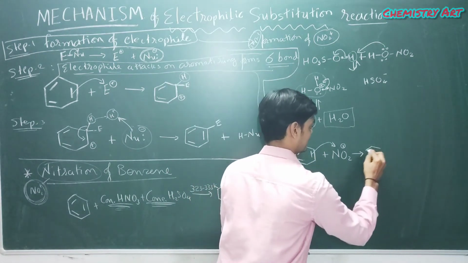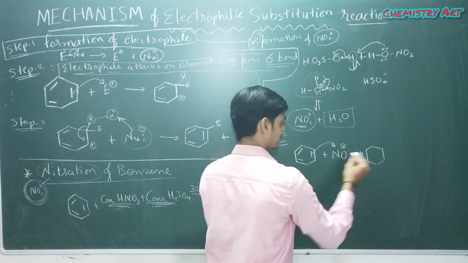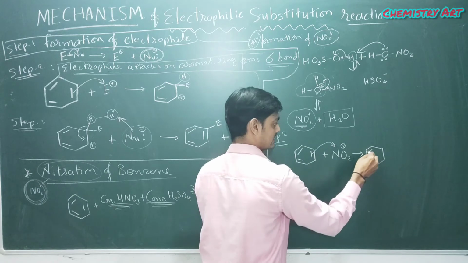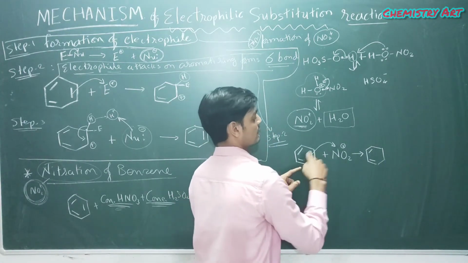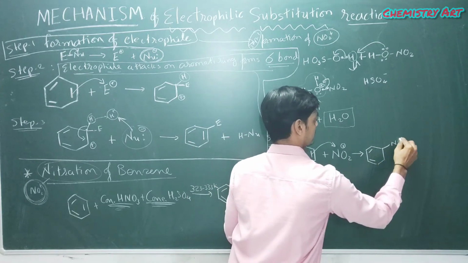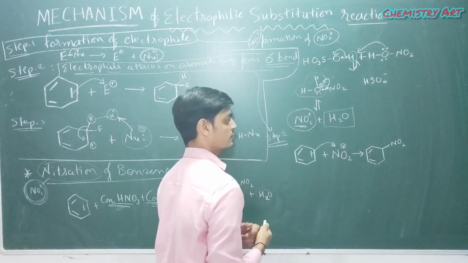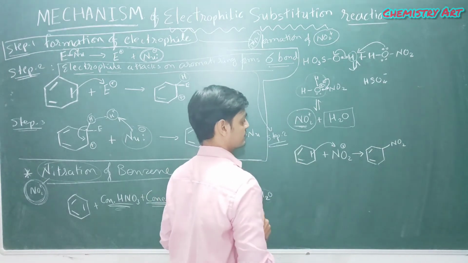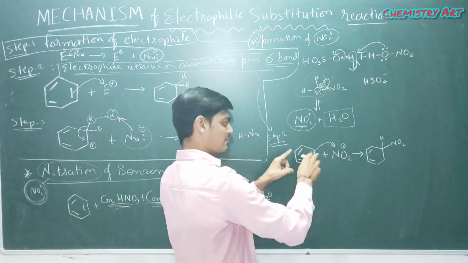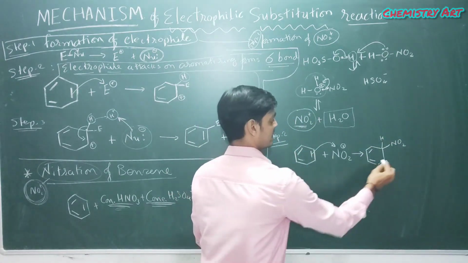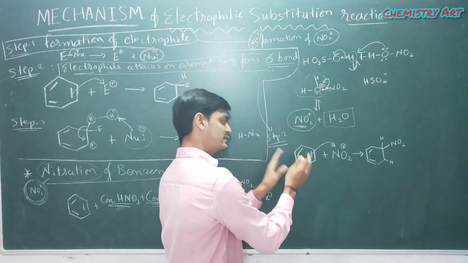So I can write the final product of step number 2. See, this bond is as it is, this bond is also as it is, but this bond is broken down, and the electrons are donated towards the nitrogen. So the bond we have to show with the nitrogen, but we should not forget that here the hydrogen is also there. Every carbon of the benzene is having one hydrogen. Here also one hydrogen we can represent here. Here we have not represented, but it is there.